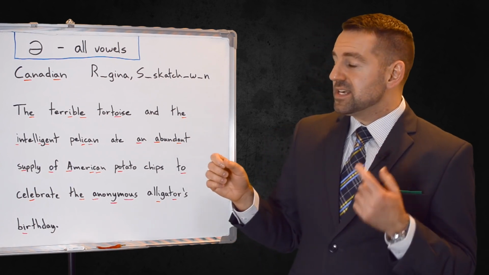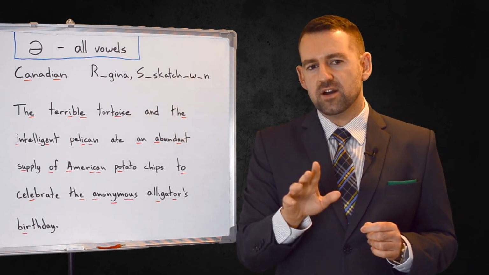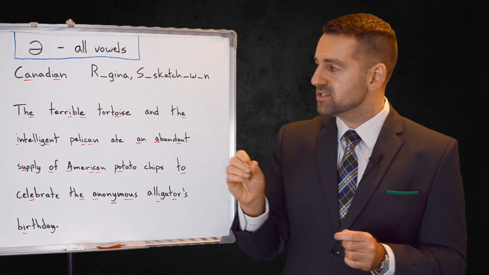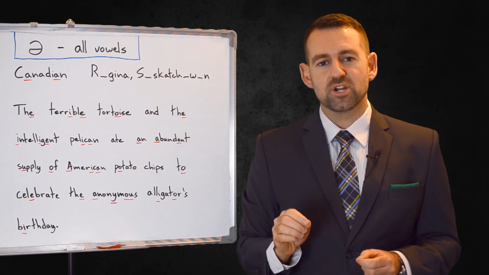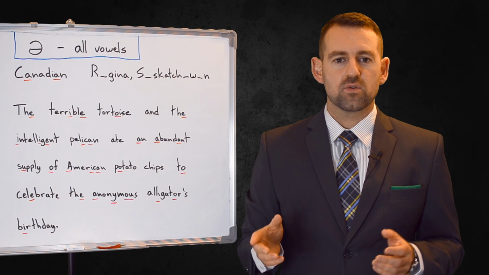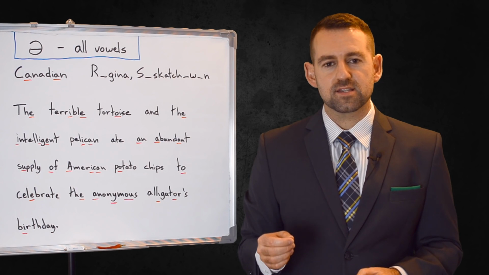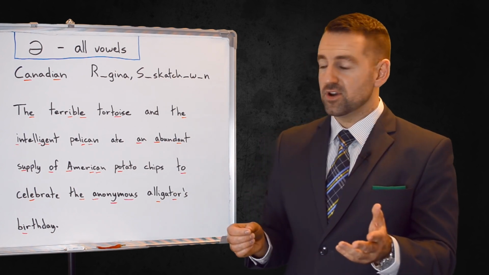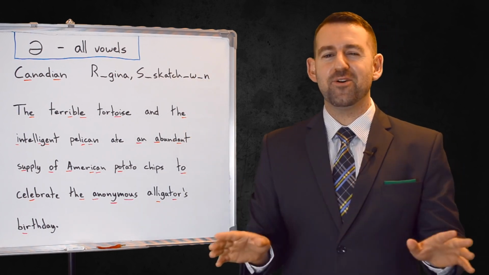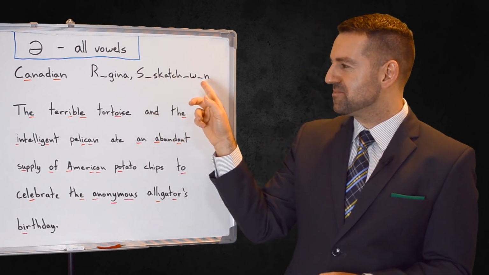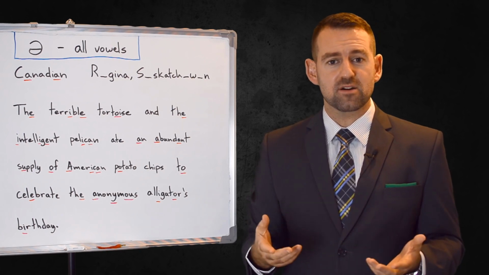So I want you to listen to me pronouncing these words, and I want you to tell me which letters, which vowels go here, here, here, and here. Okay? Regina, Saskatchewan. Do you know which letters go here? You don't. You have no idea which letters fill in the blanks. Because I would have no idea. And I'm a native English speaker.